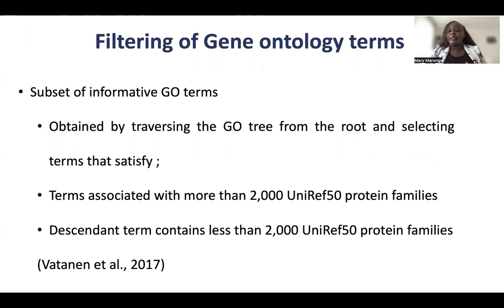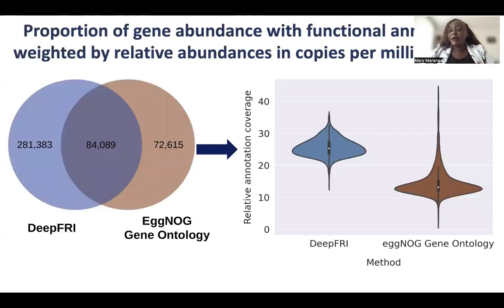The gene ontology is hierarchical, meaning that a term can have multiple associations to a broader parent term and a more specific parent term. So we further filter our gene ontology terms using a subset of informative GO terms. These informative GO terms are obtained by traversing the GO tree from the root and selecting terms that satisfy certain criteria. That is, our terms are associated with more than 2,000 UniRef protein families, and its descendant terms contain less than 2,000 UniRef protein families.